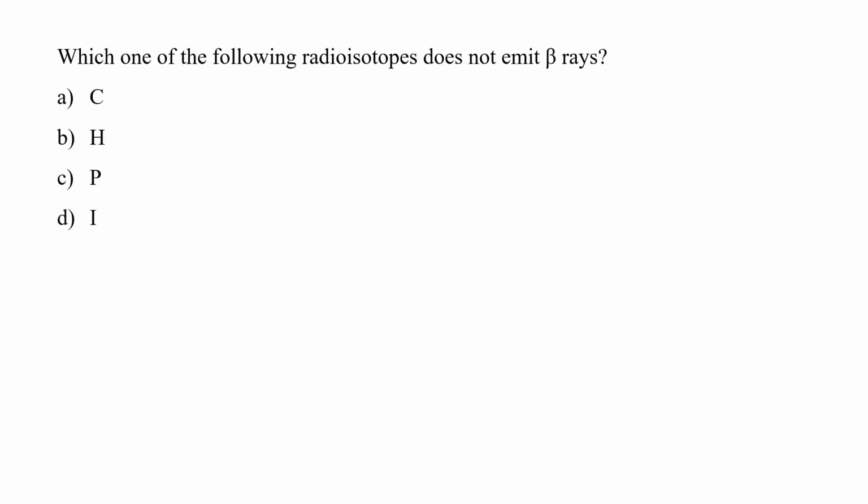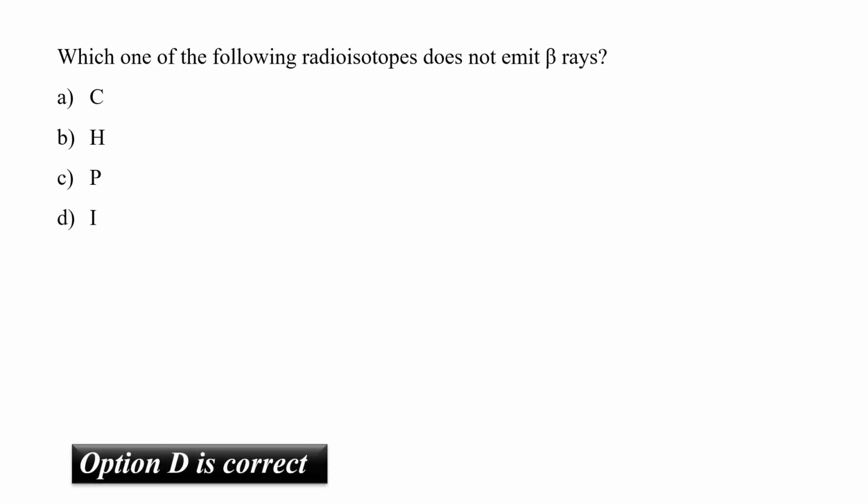Which one of the following radioisotopes does not emit beta rays? Carbon, hydrogen, phosphorus or iodine? As we know that C14, tritium, phosphorus 32, they all are beta emitters, while iodine 125 is an example of a gamma emitter. So option D is the correct answer.